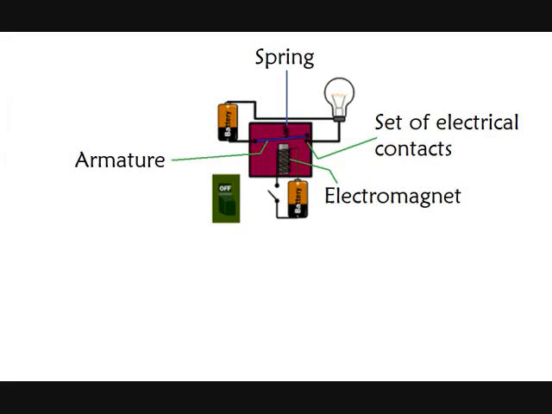The armature is acting as a switch in the second circuit. When the electromagnet is energized, the armature completes the second circuit and the light will glow. When the electromagnet is not energized, the spring pulls the armature away and the circuit is not complete. In that case, the light will not glow.